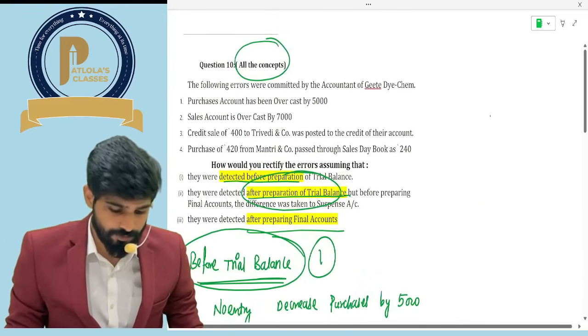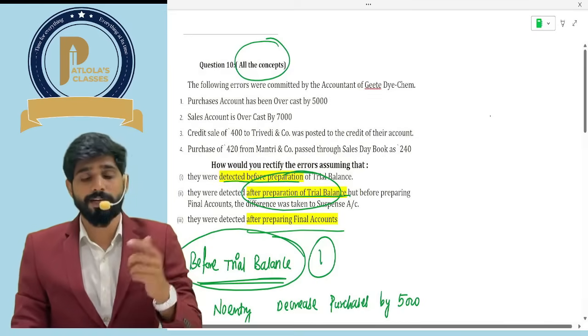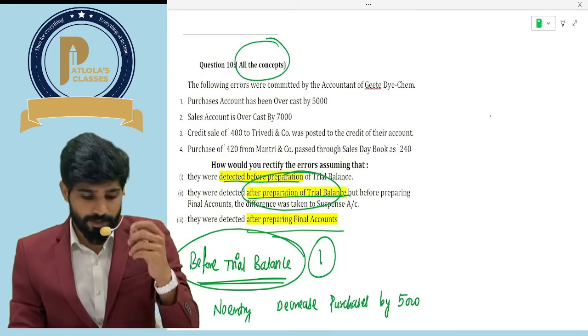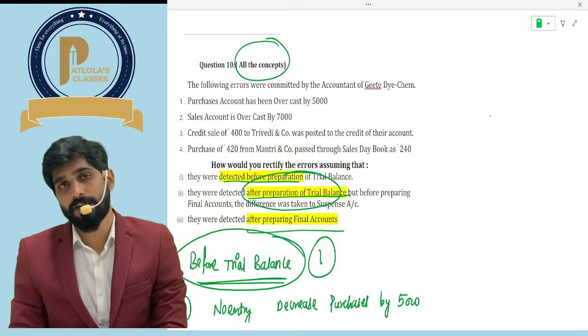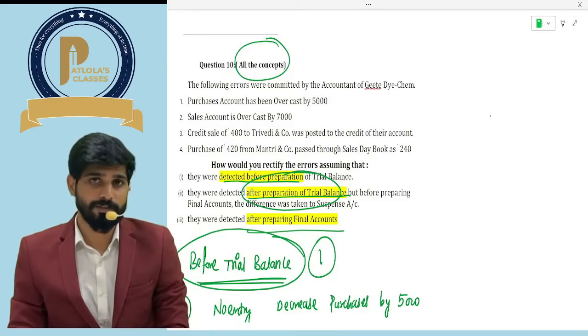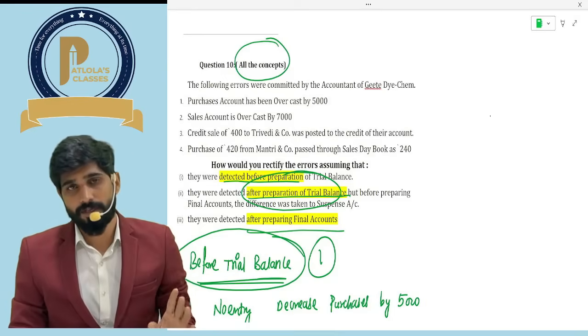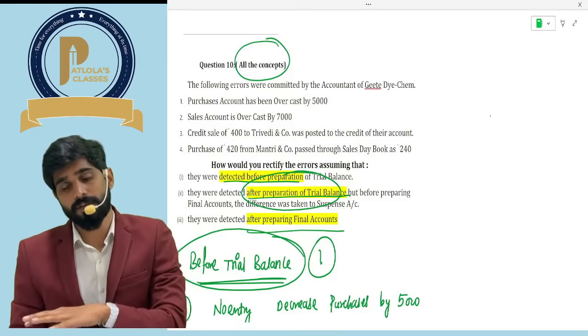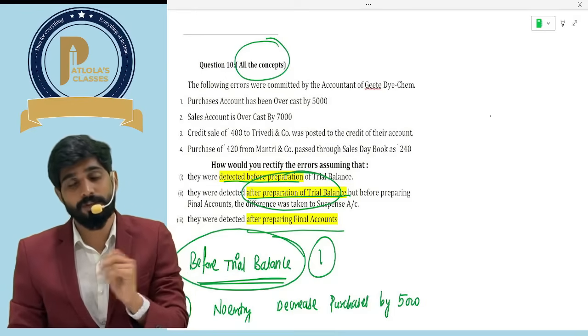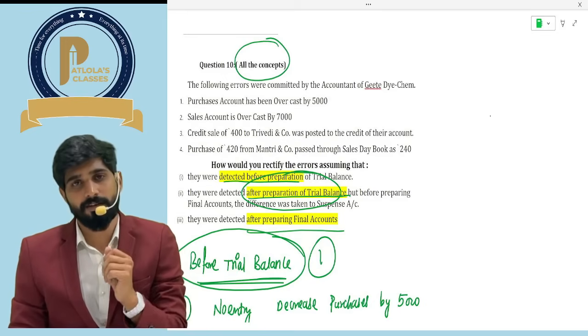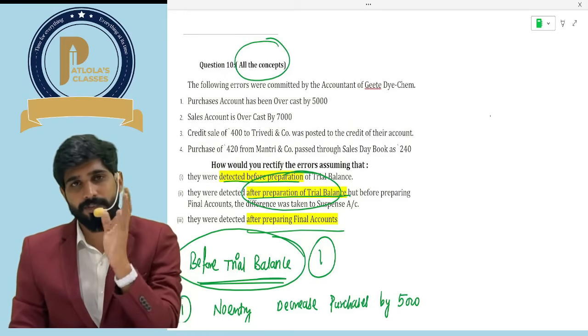Okay. Now let us discuss the third one in this case, that is credit sale of 400 was posted to credit office account. Sir, when you make a credit sale to Trivedi, his account should have been debited, but whereas you have credited his account, so there is an impact on suspense. You have not taken once on debit 400 and again you have taken on credit, so debit side will be less, not by 400 but by 800. Debit side will be less.